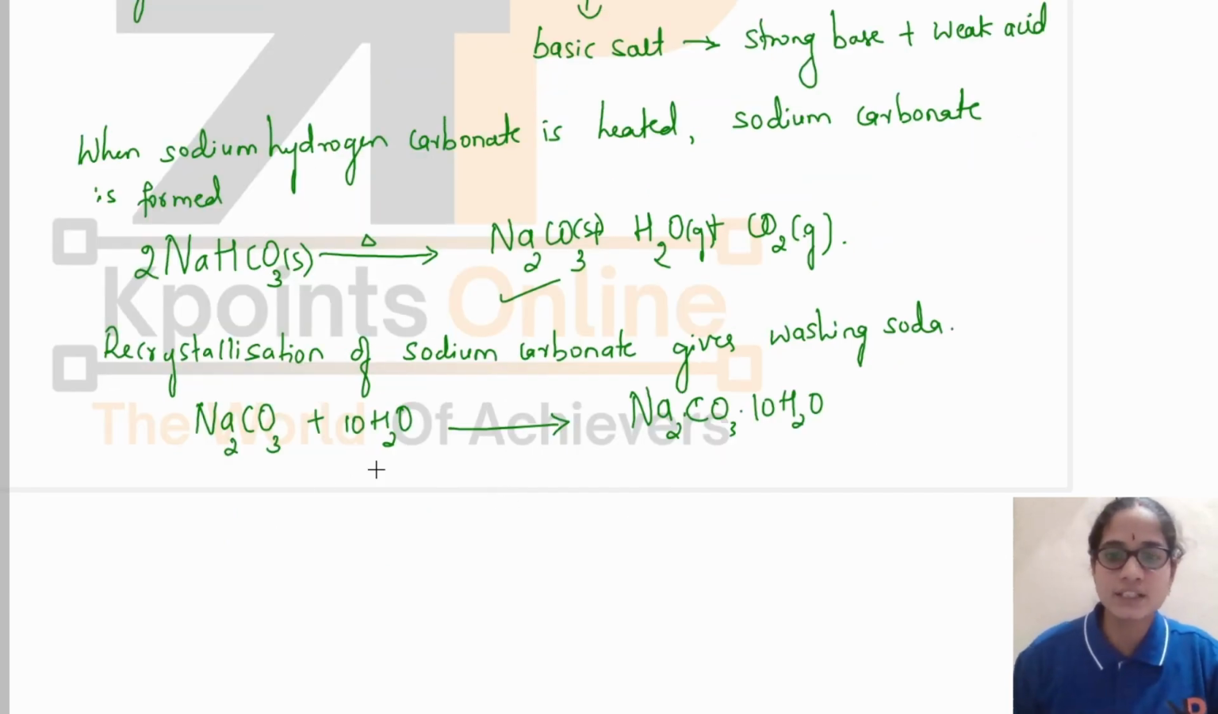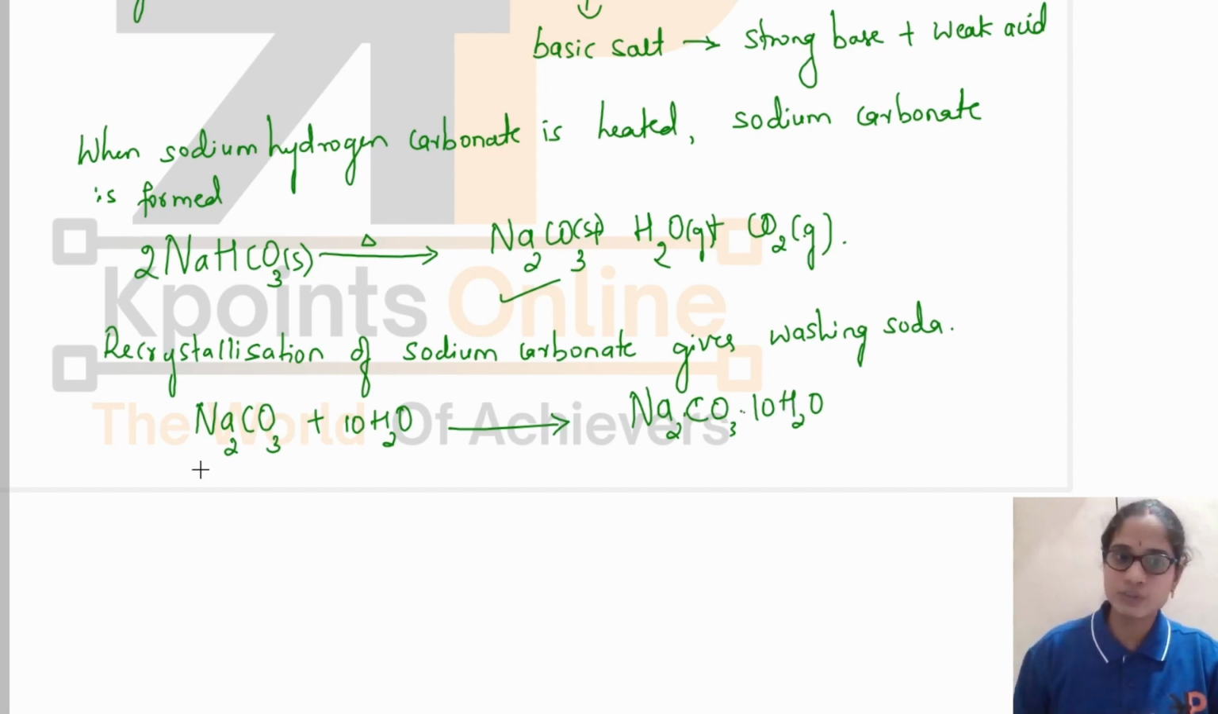What is recrystallization? When this sodium carbonate is dissolved in water and left for some time, what happens? There is a formation of crystals, and also water molecules are absorbed in this crystal structure to form washing soda. This is called water of crystallization. It is a fixed number of water molecules present per formula unit of the salt. These molecules are present in the crystal structure.